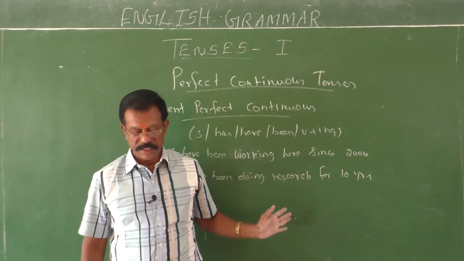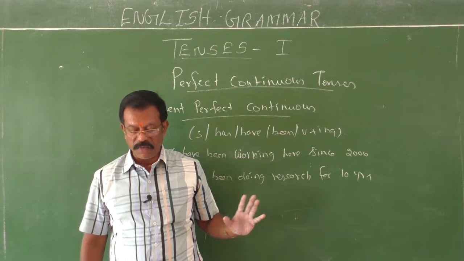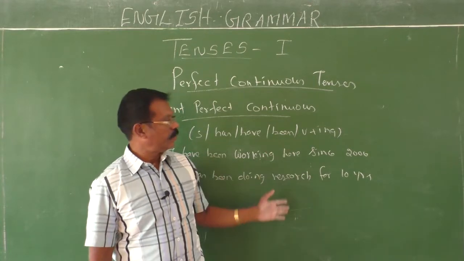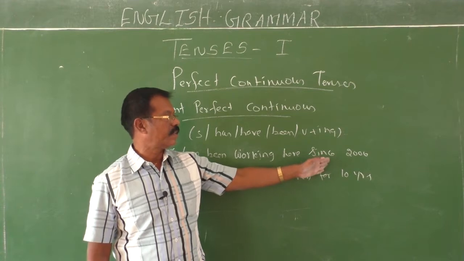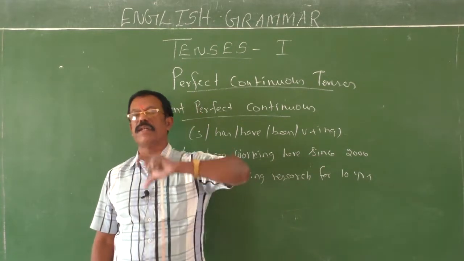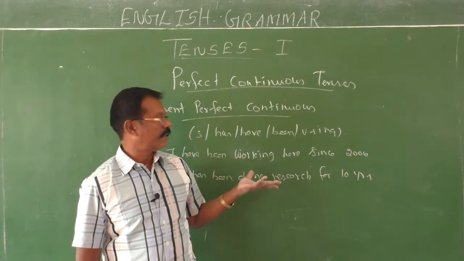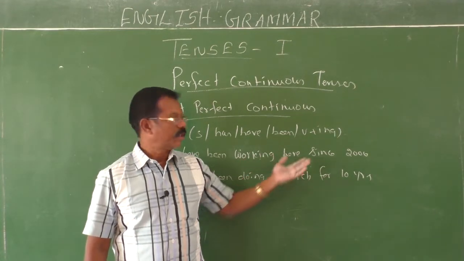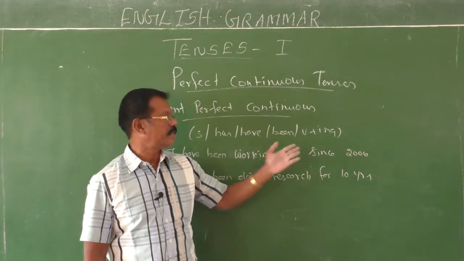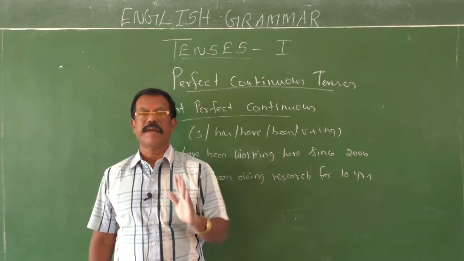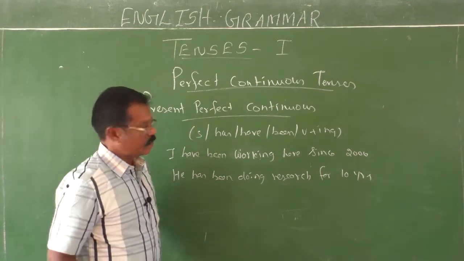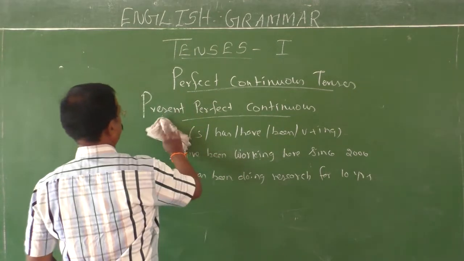So these words are associated, and this is often used with for and since. And you should know the difference between for and since. Since refers to the beginning of a time, for refers to the duration of the time. Both are adverbs of time used with this present perfect continuous tense, but there is a difference. Okay children, next, past perfect continuous tense.